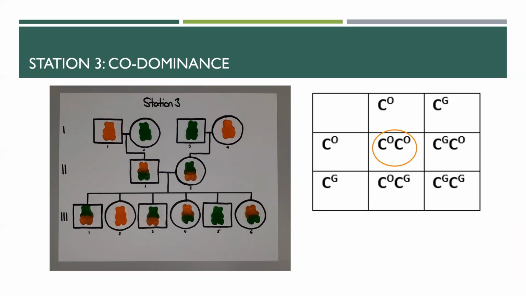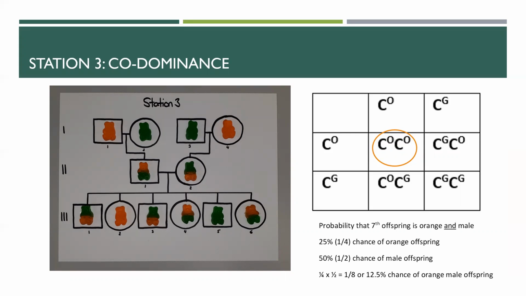But what about if we want an orange male? What is the probability that an offspring would be male? The probability for getting a male offspring would be 50%. Since we want orange and male, we will use the product rule for the probability of these two independent events happening together. When we multiply the probabilities of the offspring being orange and the probability of the offspring being male, we get a 12.5% chance that the seventh offspring will be both orange and male.